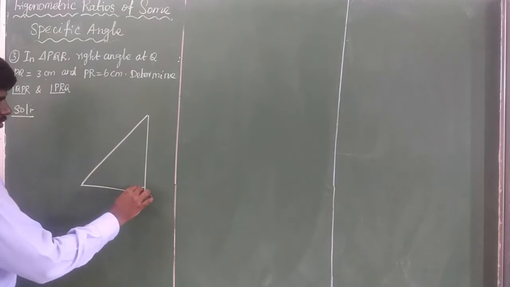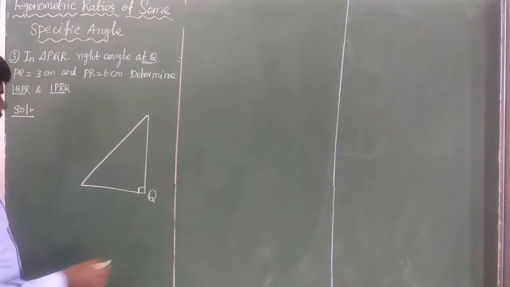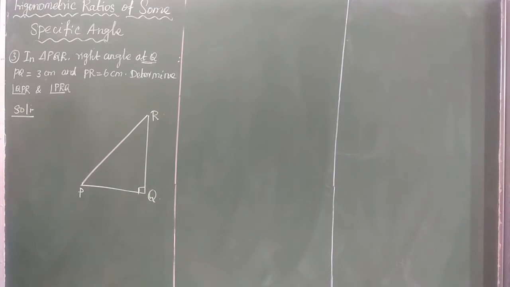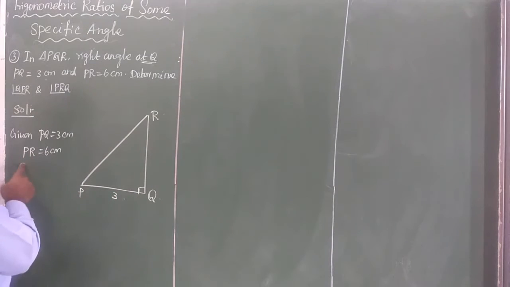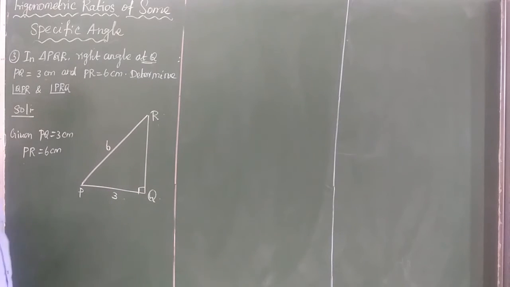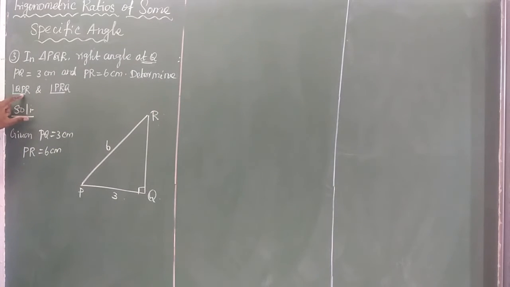Which point should be 90 degree? That point, Q, is equal to 90 degree. So first I will choose the point P, so you choose P, Q, R. It's clear? Now, what are the given values? PQ is equal to 3 centimeter. Next, PR is equal to 6 centimeter. So PQ is equal to 3, next PR is equal to 6. It's clear? So next I find out which sides are missing. Next, what is the answer we are supposed to find? Determine angle QPR.